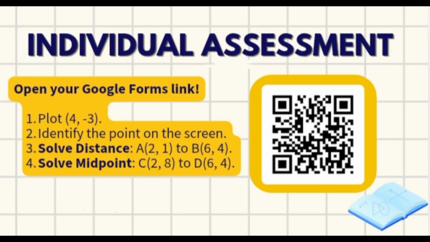So for our individual assessment, just open your Google Form link and then try to plot (4, 3) and identify the point on the screen. And next is to solve the distance and solve the midpoint. Kindly just open or scan the QR code that is given, which is on the screen.